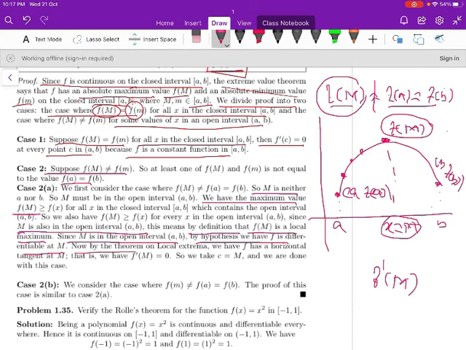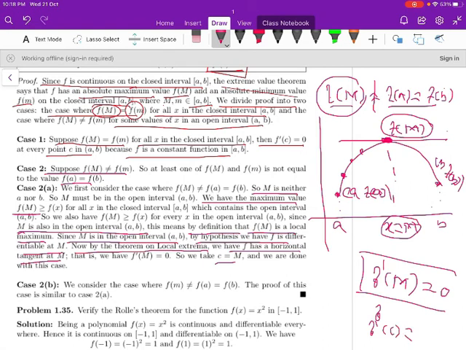Now, by the theorem on local extrema, f has a horizontal tangent at M. It means at this point we can draw the tangent. The tangent is always parallel to the x-axis. If the tangent is parallel to the x-axis, then f dash of M is equal to 0. So we take c equal to M, and the proof is done. It means f dash of c is equal to 0.